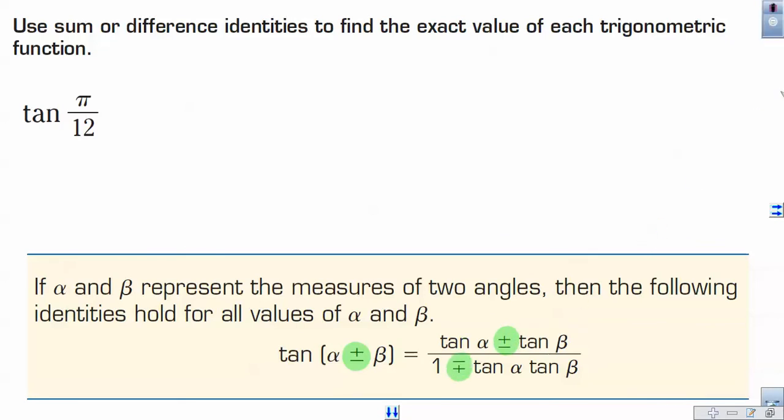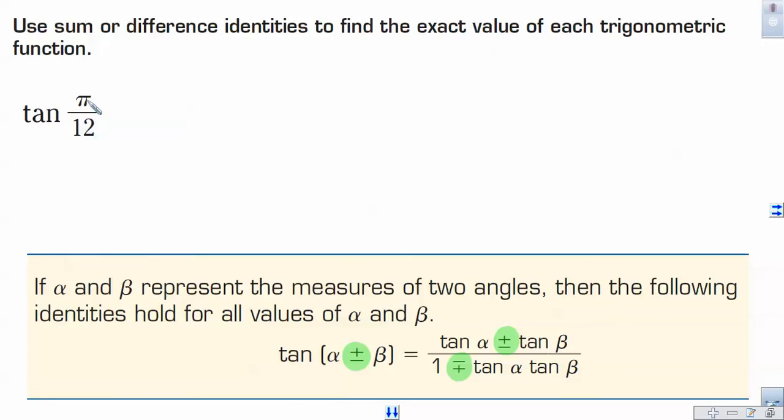And one thing that isn't exclusive to tangent, it could show up on sines and cosines, is the fact they give us a radian measurement here. Now, if you're uncomfortable dealing with radians and getting pi over 12 using unit circle values, I think it'd be pi over 4 minus pi over 6 to get us to pi over 12. It's not as easy to recognize as if we were doing this in degrees.